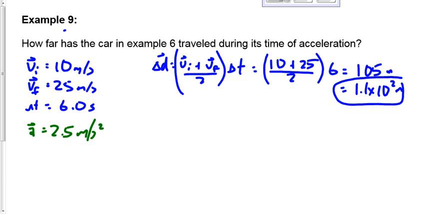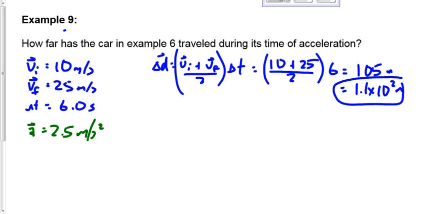Now, because we have the acceleration, we're allowed to do it a different way, too. You can choose whichever way you want. Let's pretend I did not do it that way. Let's pretend I didn't get an answer for this. You looked at VI, VF, T, and A, and you want to solve for D. What's another option? You got a lot of options at this point.